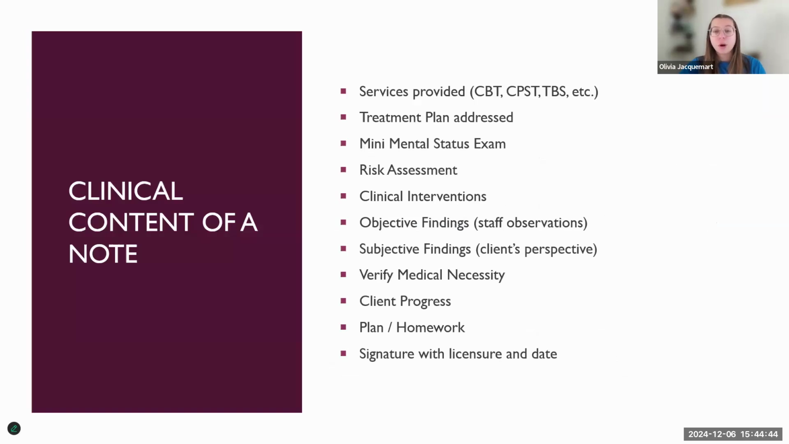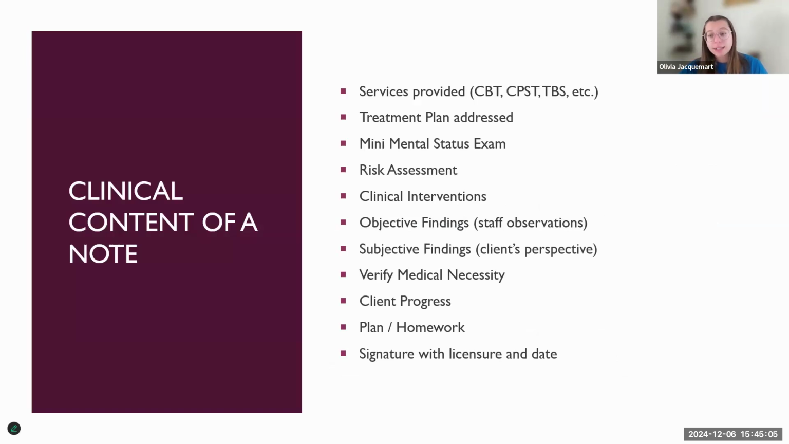And then make sure that when you go through the note, we are looking for this clinical content. So we need the service provided. If you're a therapist, are you providing CBT, DBT? If you are a TBS worker, are you providing an actual TBS service or CPST? We need the treatment plan that is addressed.